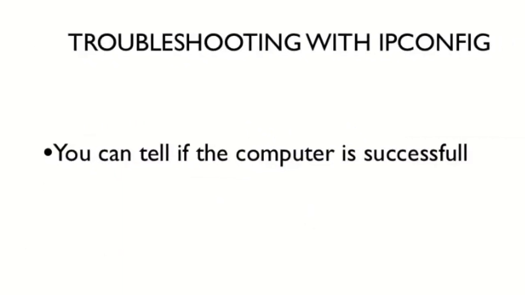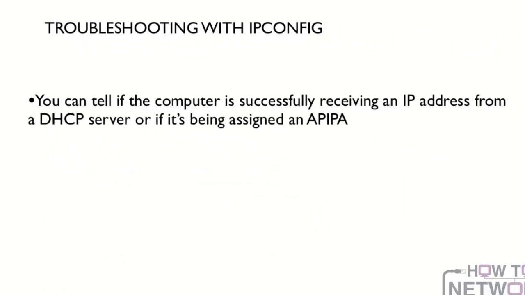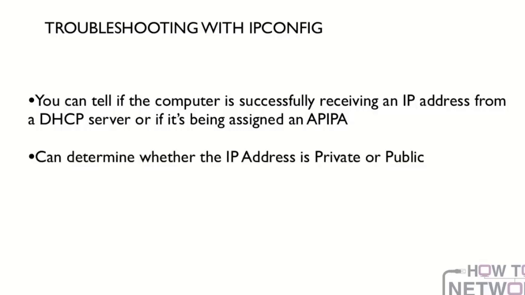Now, with ipconfig, we can troubleshoot, because we can tell if a computer is receiving an actual IP address from a DHCP server, or if it's being assigned an APIPA or self-assigned address. If it's being assigned a self-assigned address, then we know the IP address isn't actually real. We can also determine whether the IP address is private or public.